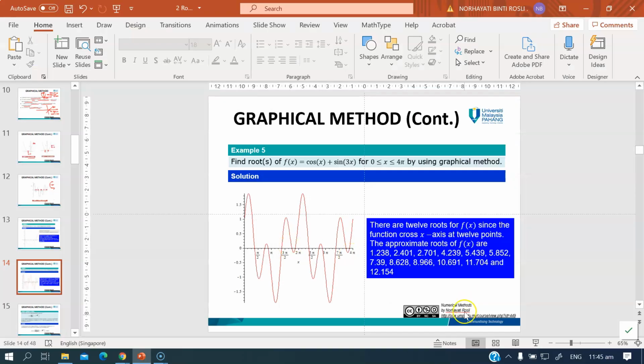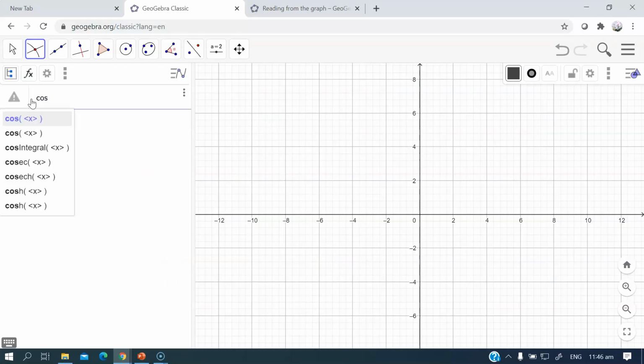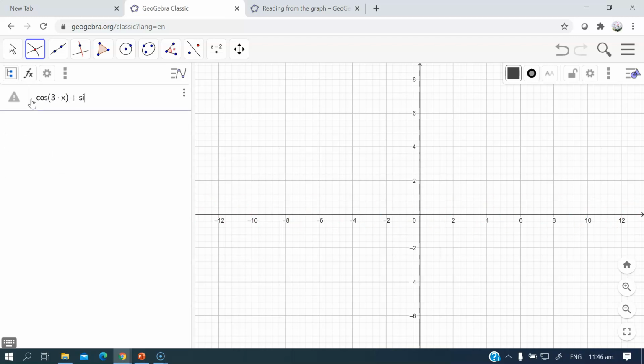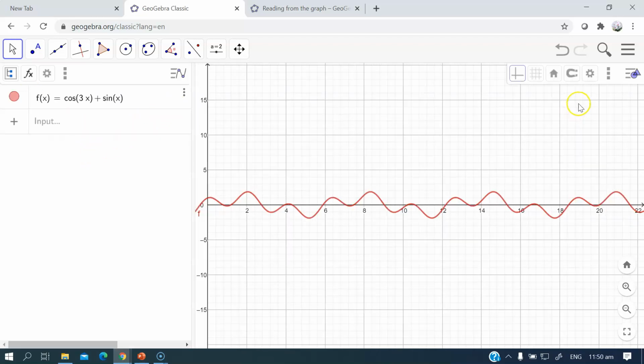And now, in the next example 5, you need to find roots for f(x) = cos x plus sin 3x, where x is in between 0 and 4 pi, by using graphical method. Here you need to plot a graph. Again, we plot in GeoGebra. We have here the function cos 3 times x plus sine of x. But now the question, we want our graph to just appear from 0 to 4 pi.